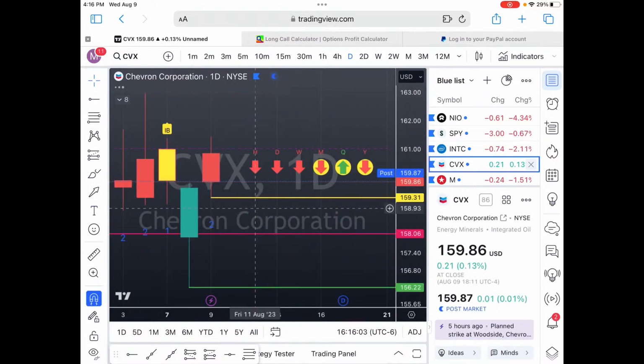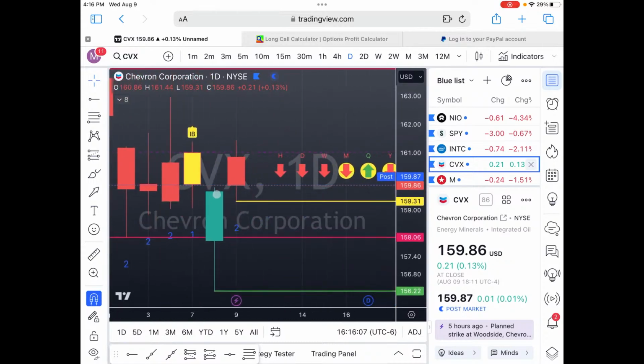We'll move on to CVX. So CVX has a 2 up that finished red. So we talked about the inside bars, and now we're going to talk about the 2 candles. The 2 candles can go one of 2 ways. They can go 2 up, which means they only break the high of the previous candle, or 2 down, which means they only break the low of the previous candle.